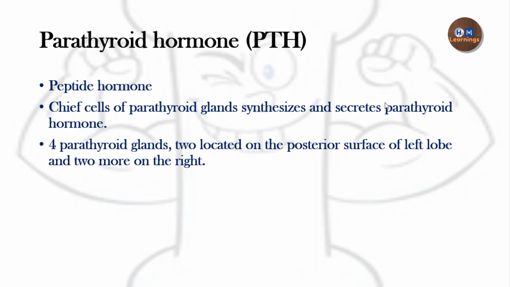Okay. So with this we start talking about the parathyroid hormone. It is a peptide hormone, and as the name suggests, it is secreted by the parathyroid glands. Parathyroid glands are four in number and are located on the posterior surface of the thyroid gland, two on the left lobe and two on the right lobe. In the parathyroid gland, we have two types of cells, the chief cells and the oxyphilic cells. The chief cell is the one which secretes parathyroid hormone. So parathyroid hormone is synthesized and secreted by the chief cells of the parathyroid glands, which are located on the posterior surface of the thyroid gland.